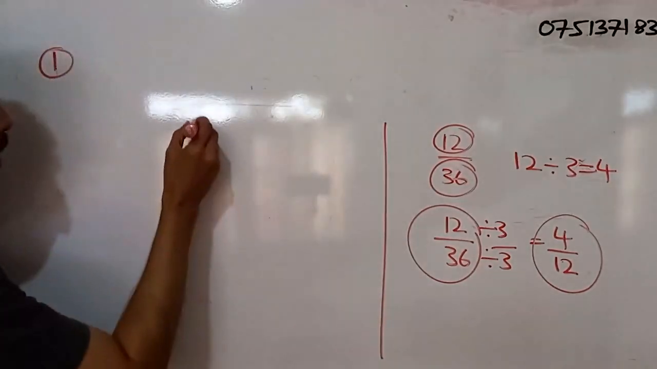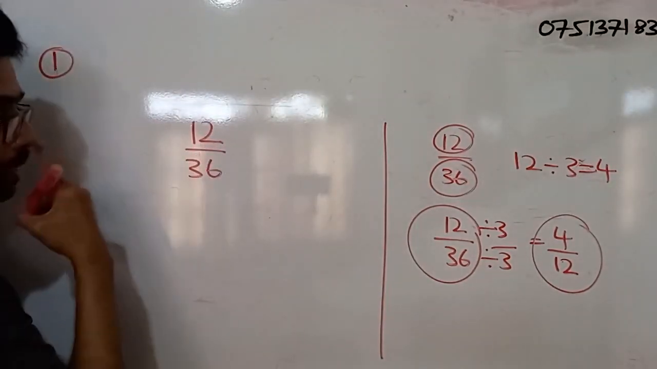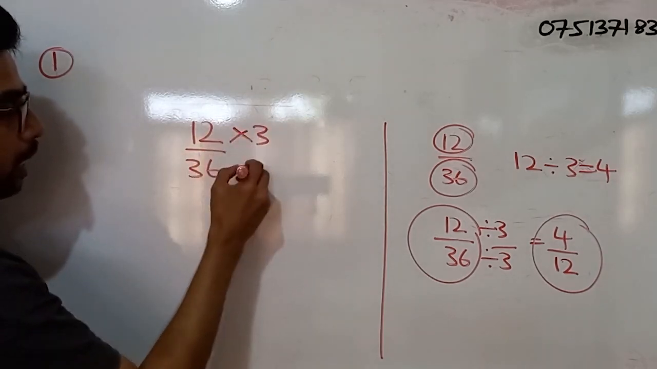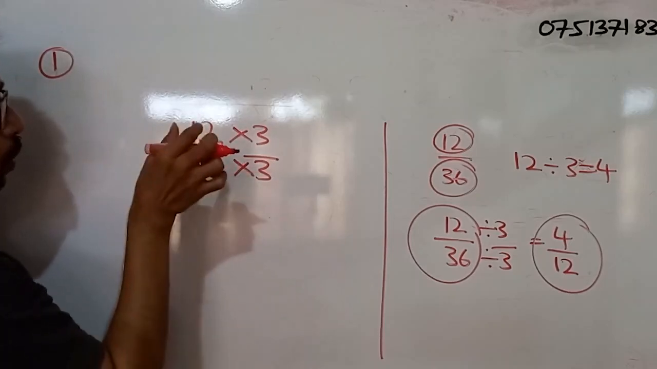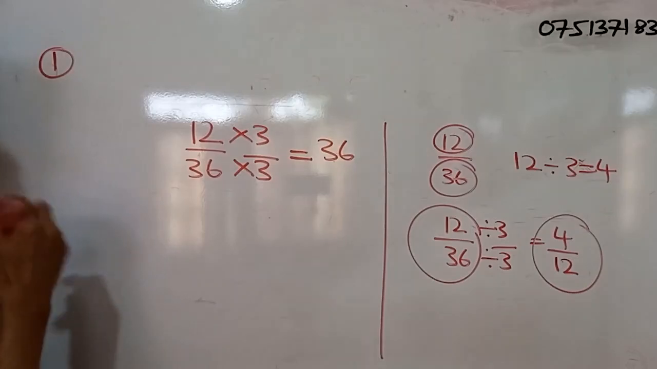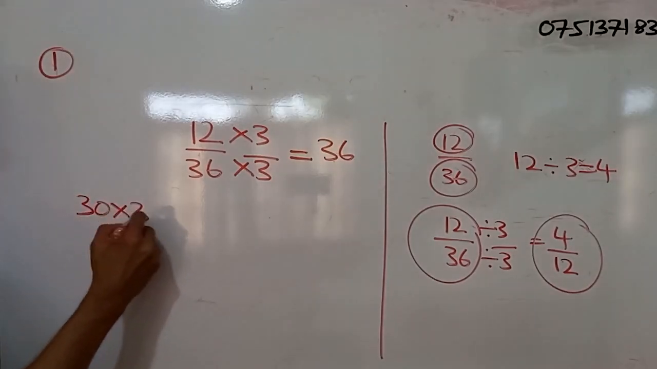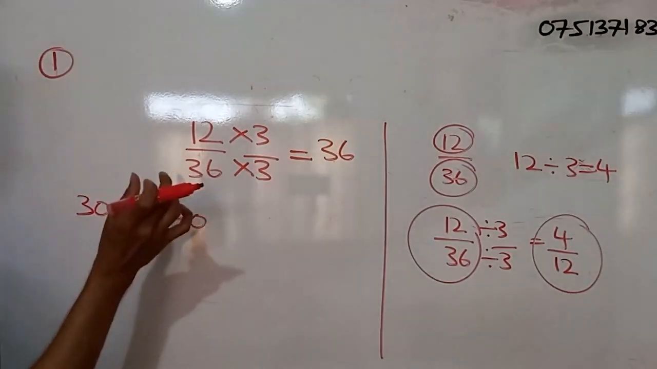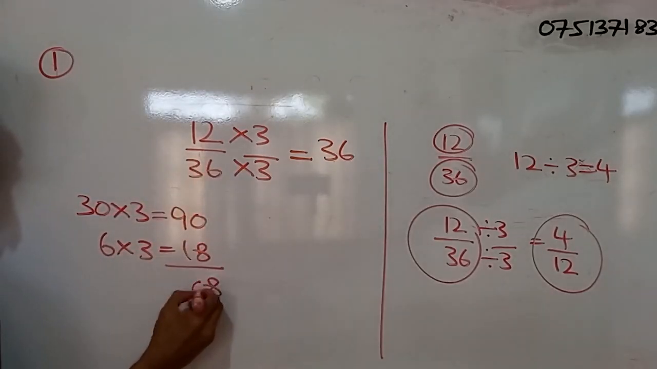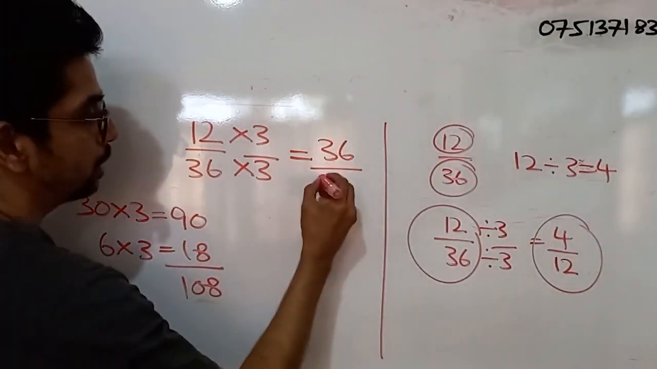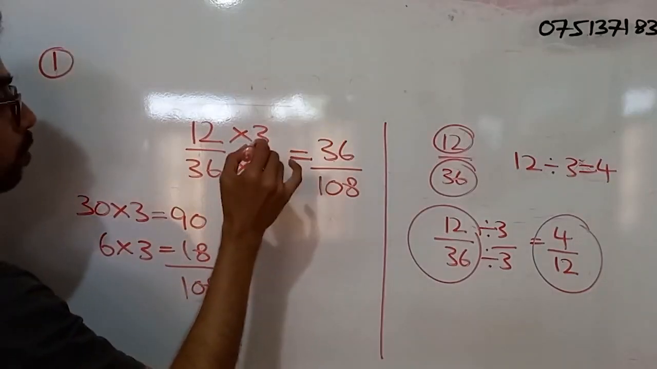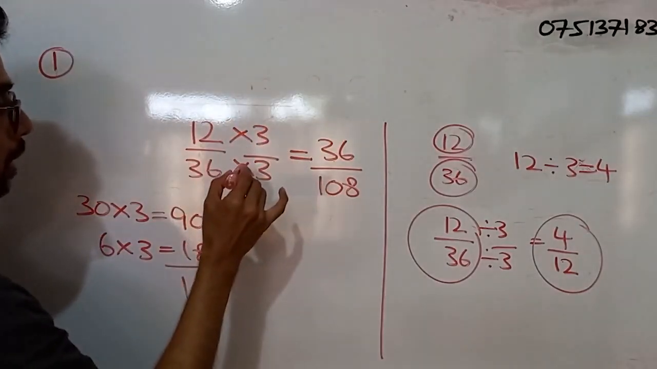Same thing, I'm going to take the same fraction 12 by 36. Now I'm going to multiply the numerator by 3 and the denominator by 3. So 12 times 3, we know that is 36. 36 times 3, we know 30 times 3 is 90, and 6 times 3 is 18. So when we add these together, we get what? 108. So 36 by 108. So there we use the multiplication method.